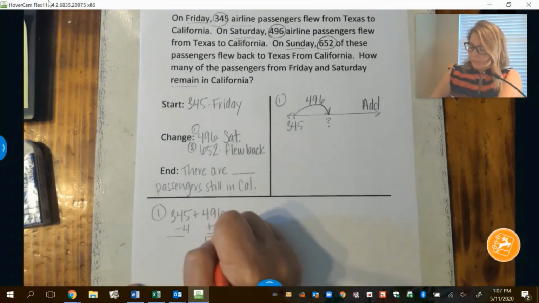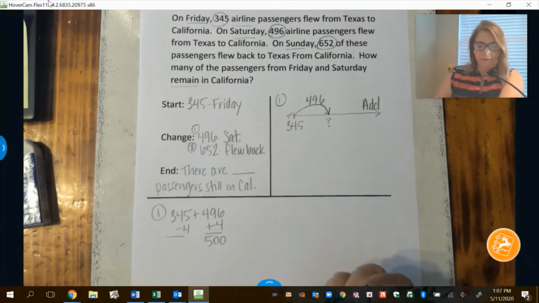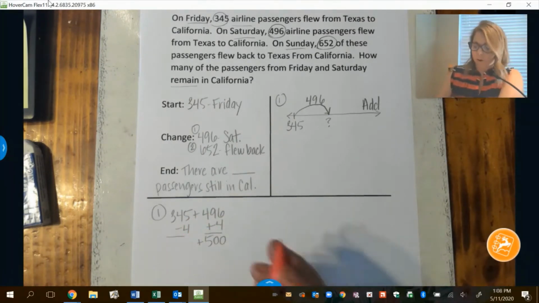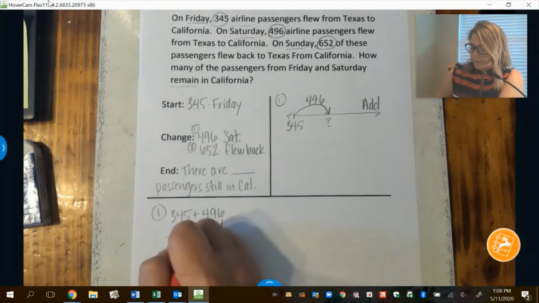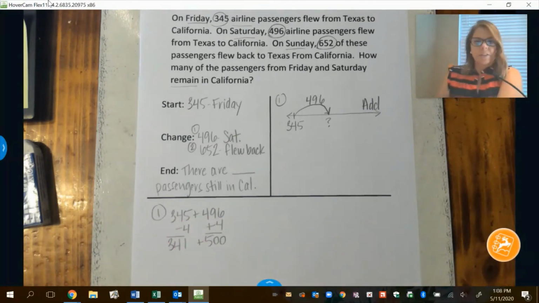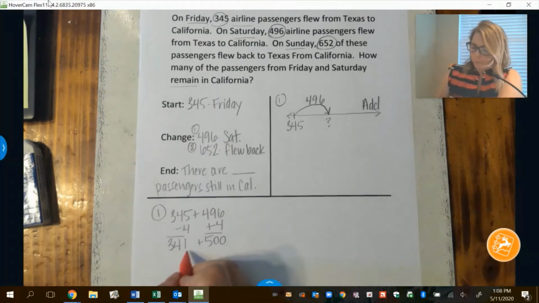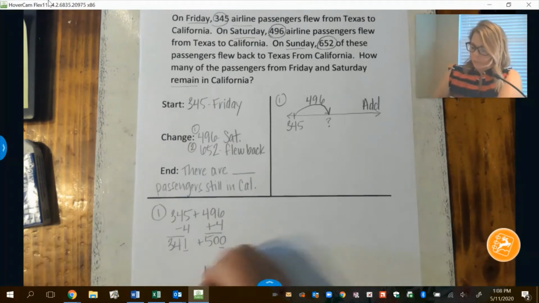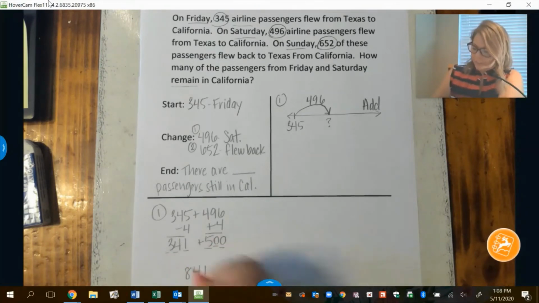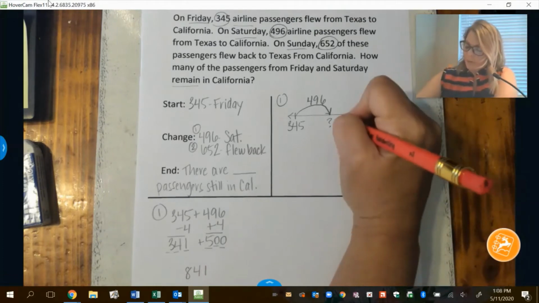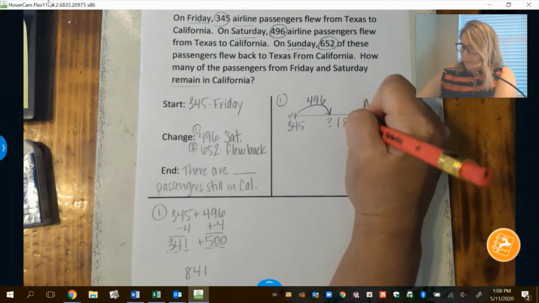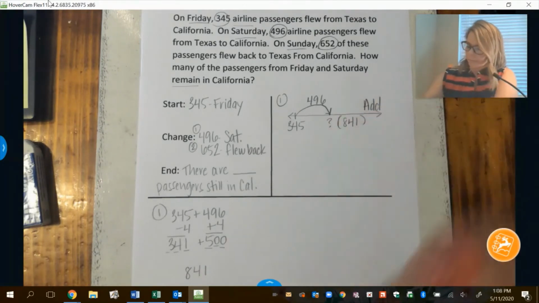496 plus 4 gives me a rounded 500. Plus 345, subtracting 4, now I'm left with 341. So now I can add without having to regroup. 1 plus 0 is 1, 4 plus 0 is 4, and 3 plus 5 is 8. So up here, the first step's answer is 841.